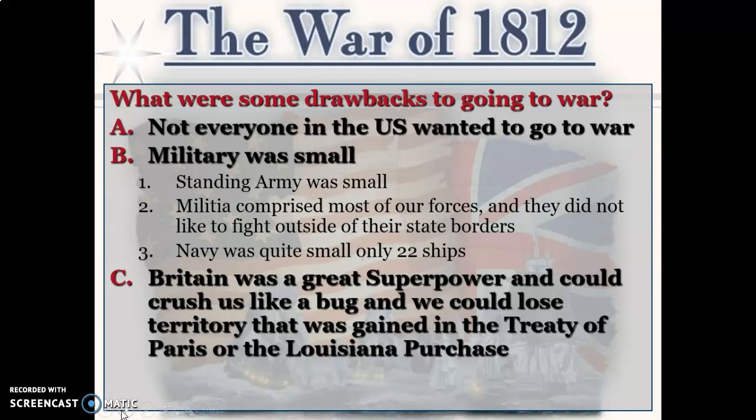The Navy was quite small. We only had 22 ships. Keep in mind, Britain has over 1,000 ships in their Navy. So Britain was a superpower of their day, and they could crush us like a bug. And we could lose all the territory we had gained in the Treaty of Paris, which is like all land west of the Appalachian Mountains, and we could lose all of the Louisiana Purchase. So we actually have a lot of land we can lose in this war. And that's really a cause to pause and think a minute.